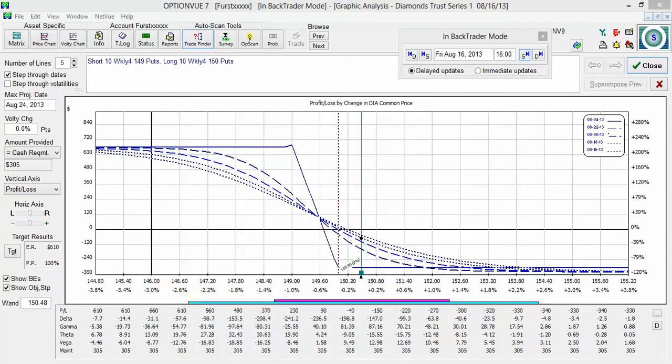Okay, today is Sunday, August 18th. I'm going to look at my DIA Dow 30 ETF trade, where I have a bearish vertical debit spread on the table. Let's take a look at the chart.